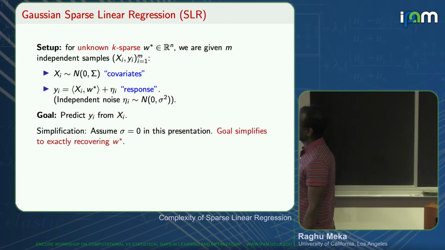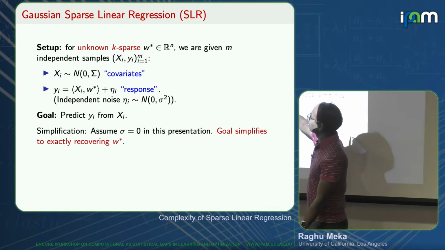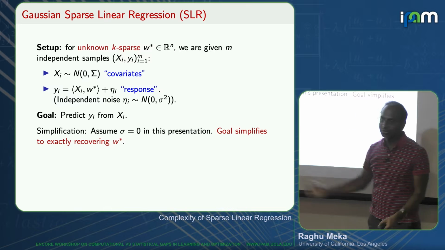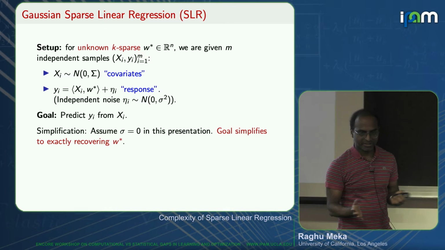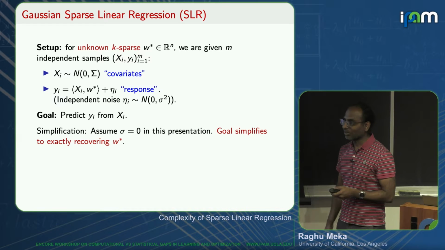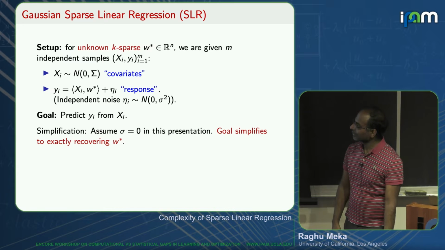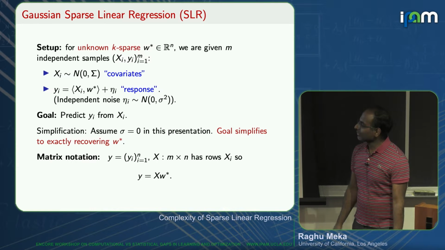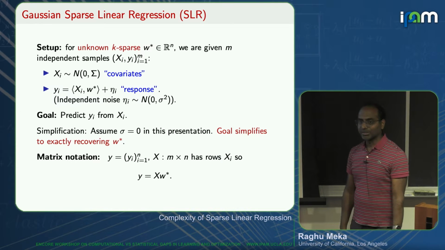And for the rest of the talk, I'm only going to focus on the noiseless case, sigma equals 0. Our upper bounds work for more general noises, and the lower bounds hold for the noiseless case, so it's kind of going in the right order. But everything becomes simpler and easier to understand when there's no noise. Okay? And you can also think of it in some kind of matrix notation. You might like it better.